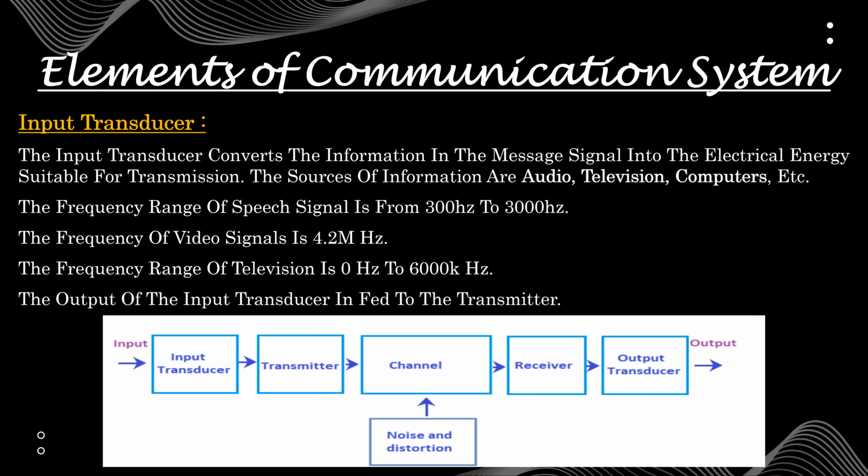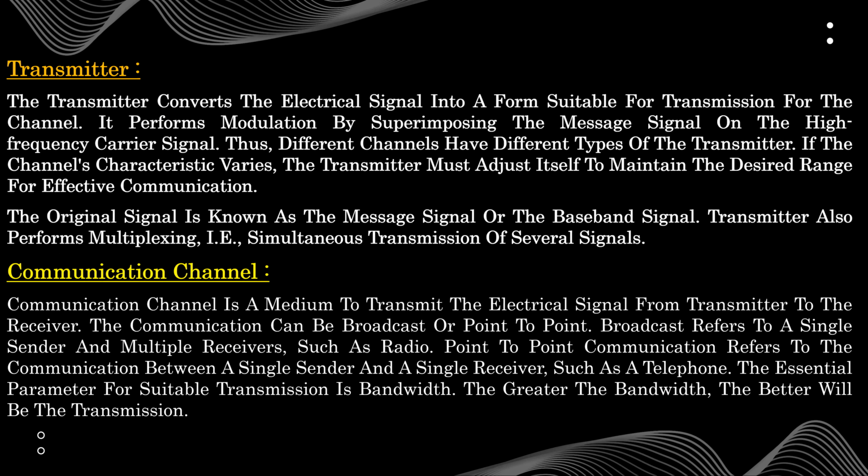Input transducer. The input transducer converts the information in the message signal into electrical energy suitable for transmission. The sources of information are audio, television, computers, etc. The frequency range of an audio signal is from 300 Hz to 3000 Hz. The frequency of a video signal is 4.2 MHz. The frequency range of television is 0 Hz to 6000 kHz. The output of the input transducer is fed to the transmitter.